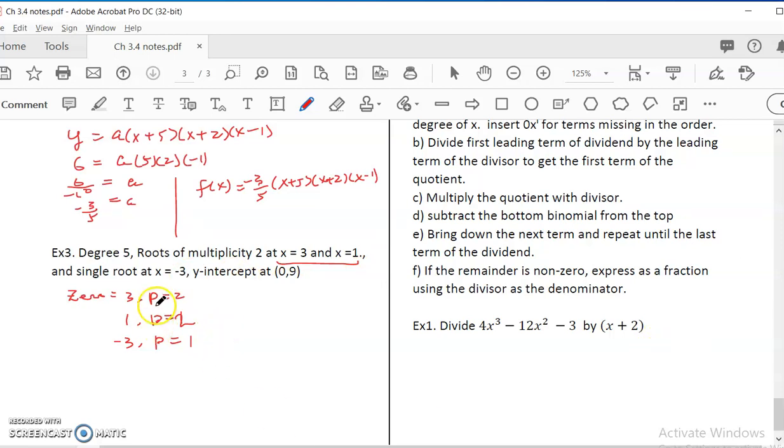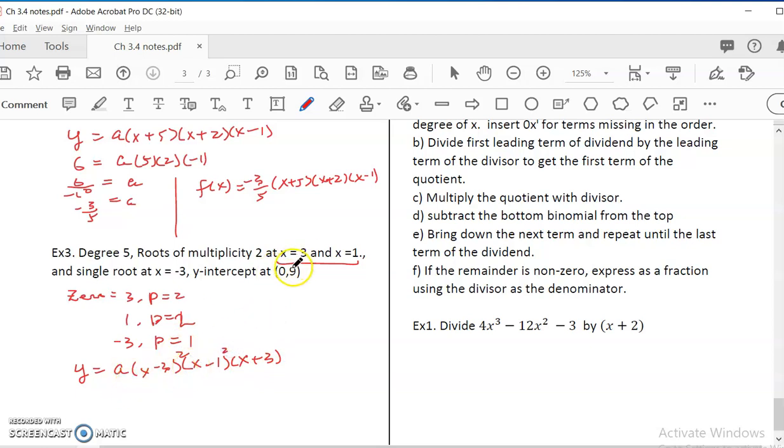So it is fifth root, right? Degree 5: 1, 2, 3, 4, 5. So I'm going to write the preliminary version, which is a, open parenthesis, x minus 3, x minus 1, and x minus negative, that means x plus 3. Which one is square? These two.